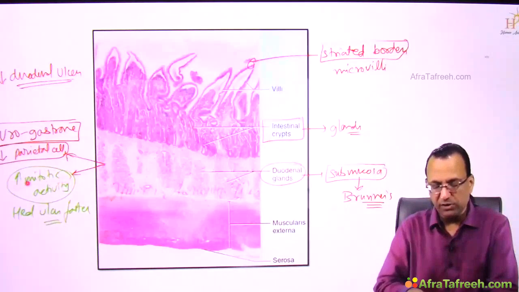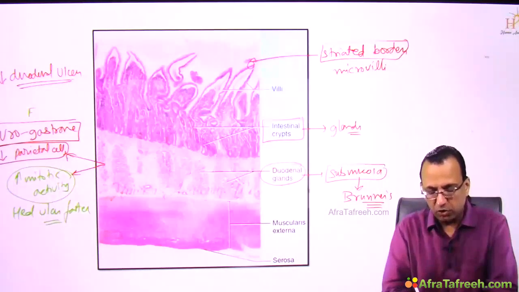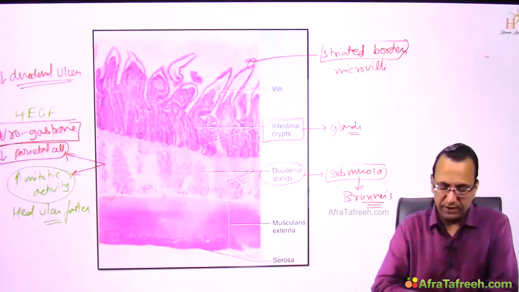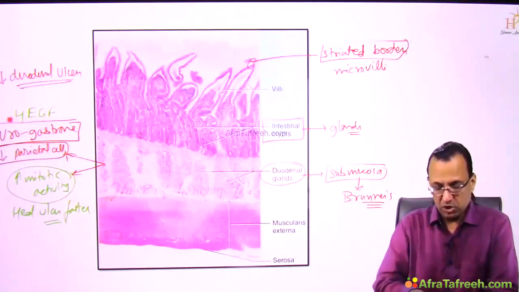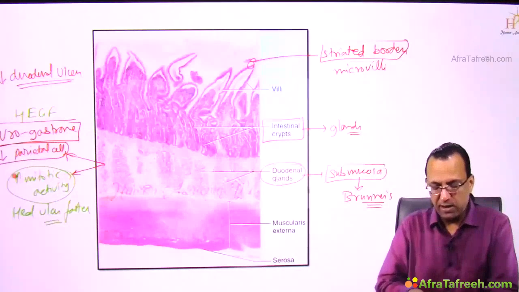That is why urogastrone has one more name. It is called epithelial growth factor, actually HEGF. So the other name of urogastrone is HEGF. It is epithelial growth factor, actually increasing the mitotic activity to heal the ulcer faster.